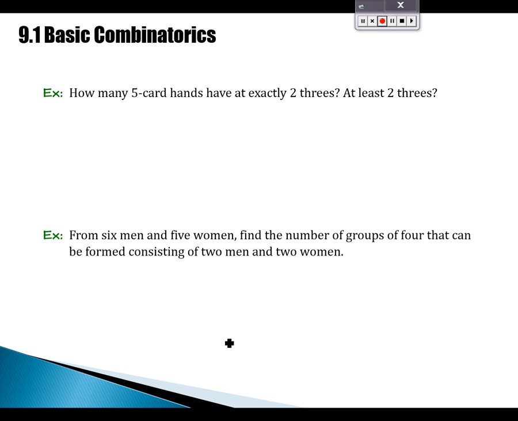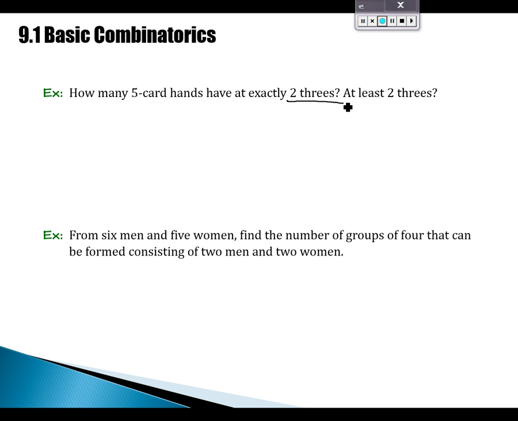Let's do the first part first on this one. Next one: exactly two threes. We got a 5 card hand. I like this whole 5 card hand thing. We're still dealing with cards. How do we get exactly 2 threes? By exactly I mean 2 threes and 3 non-threes, right? Not just maybe threes, but definitely 2 threes and definitely 3 that are not threes, okay?